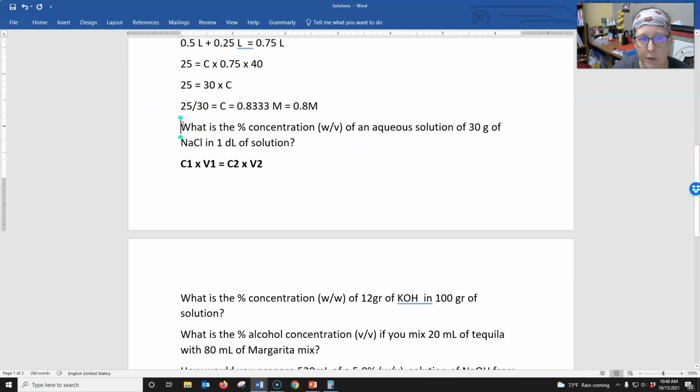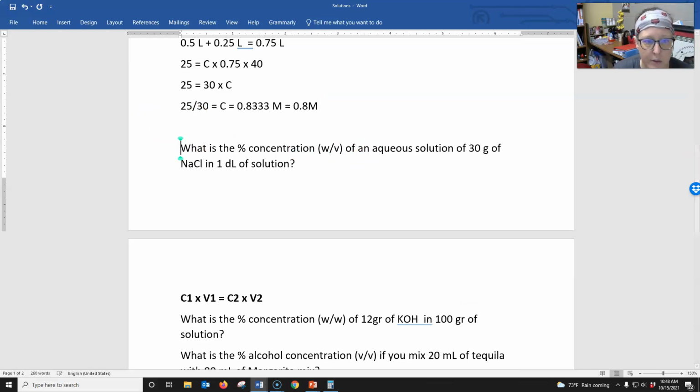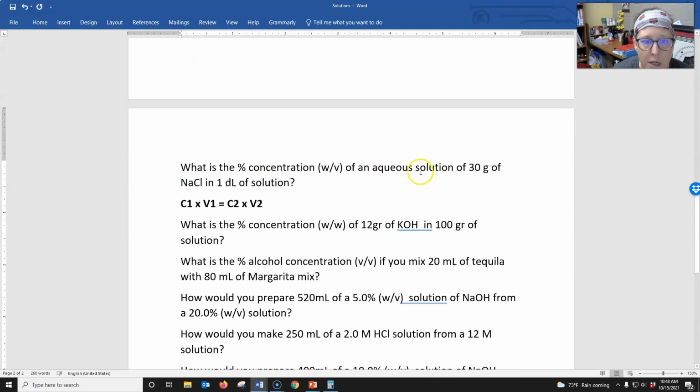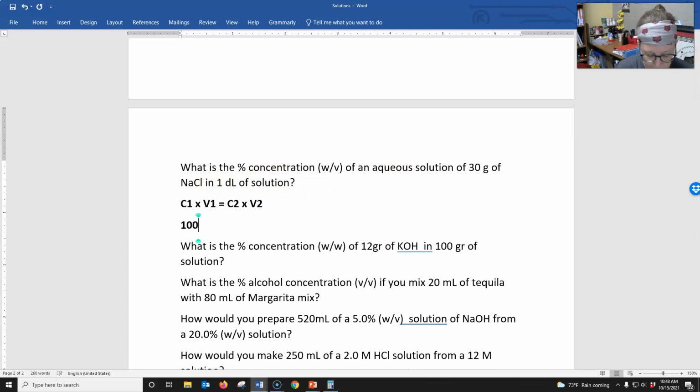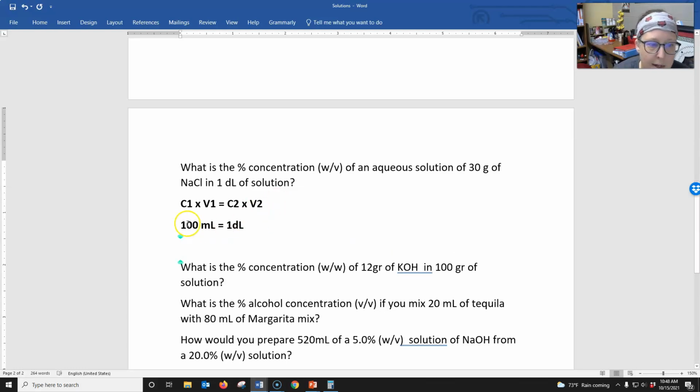So then next we have a problem asking: what is the percent concentration by weight volume of an aqueous solution of 30 grams of sodium chloride in 1 deciliter of solution? For that, the percent concentration a lot of times is done in 100 mils, and so you just have to know that 1 deciliter is indeed 100 mils, so we can just convert that.